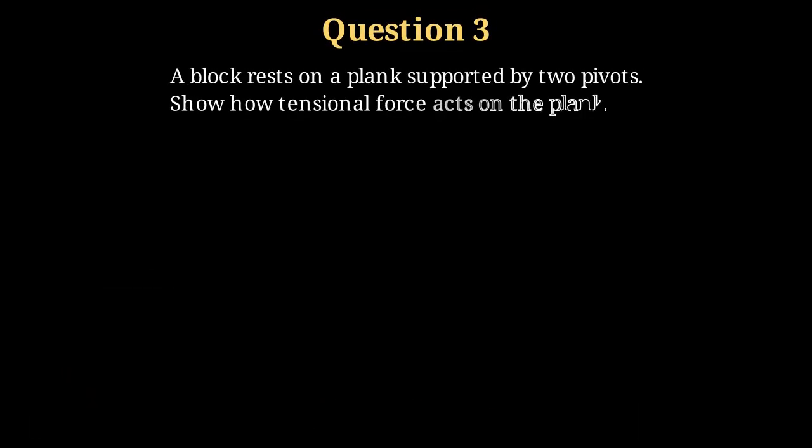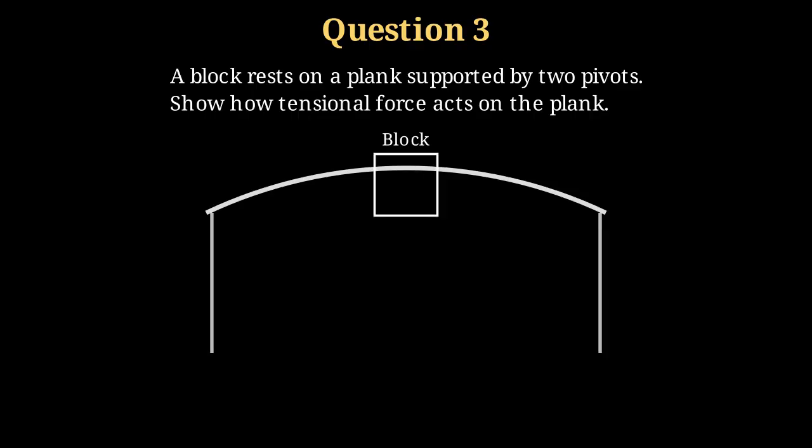Question 3. A heavy block sits on a plank that rests on two pivots, and we must show how tensional force acts on the plank. The block pushes the middle of the plank down, so the plank bows downwards. This bending stretches the lower fibers of the wood. Stretched fibers pull back, so tension acts along the plank, directed outwards along the lower surface towards each pivot. Those orange arrows show the tensional force. Well done!